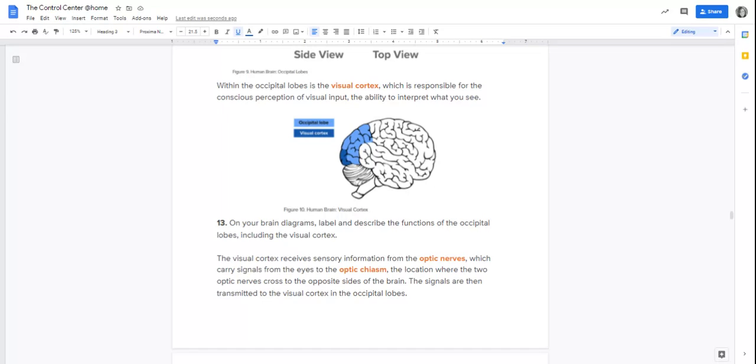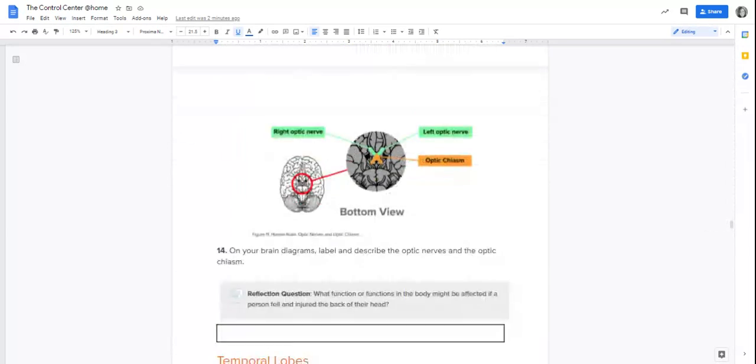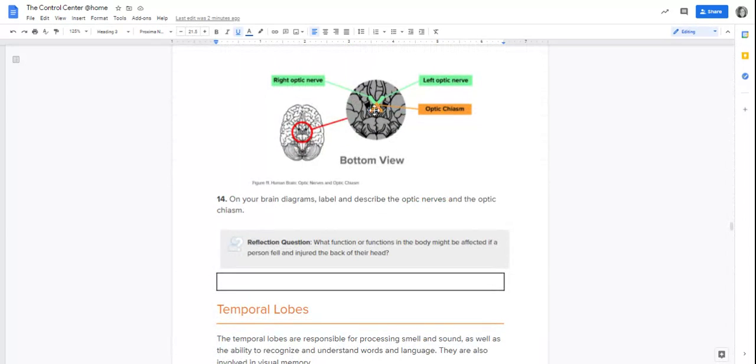The visual cortex receives sensory information from the optic nerves, which carry signals from the eyes to the optic chiasm, the location where the two optic nerves cross to the opposite sides of the brain. The signals are then transmitted to the visual cortex in the occipital lobes. Okay, so here we have a diagram of that.